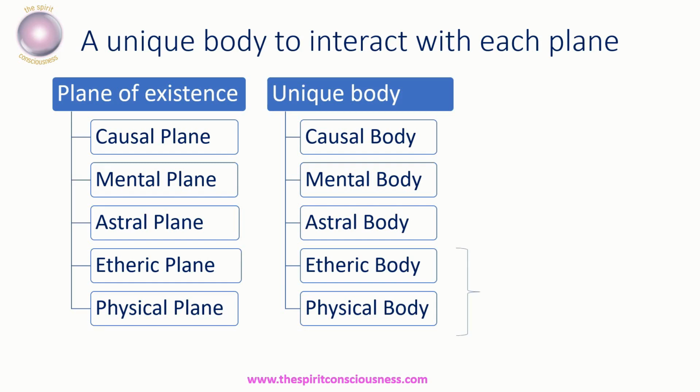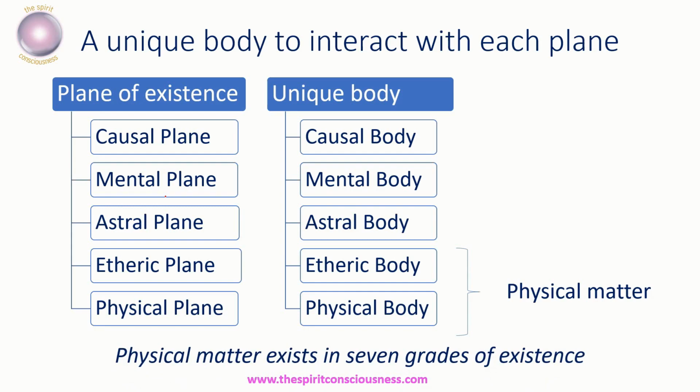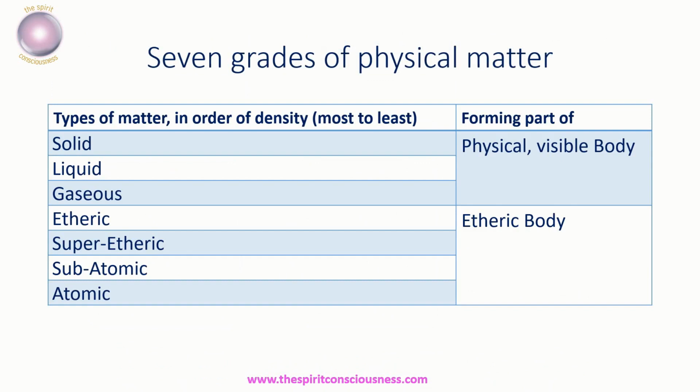The etheric body and the physical body together form part of physical matter, and physical matter exists in 7 grades of existence. So the types of matter in order of density from most to least. So we have solid, liquid, and gaseous, which form part of the physical visible body. Then there is the etheric, superetheric, subatomic, and atomic matter, which all form part of the etheric body.